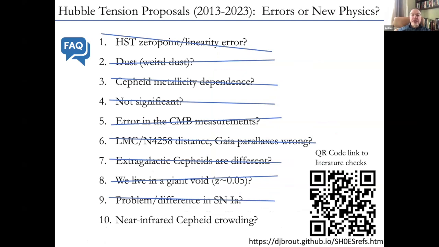And so therefore the stakes are high. And so we've gone through over the last decade a list of sort of preferred possible explanations. And we've really ruled these out by a series of additional tests or experiments. I don't have time to go through this whole top 10 list, but there's a QR code link you can hit there that takes you to a spreadsheet and you can study the answers to these. I'm going to focus on number 10, near-infrared Cepheid crowding. And that's because JWST can really address this. And it's one of the most interesting, I think, systematics to consider.